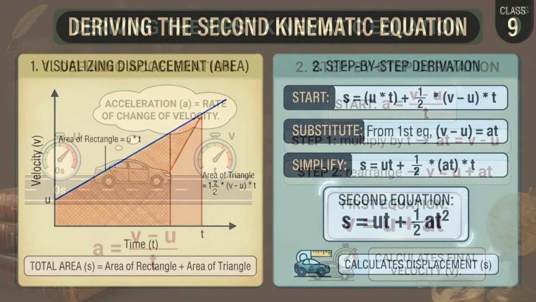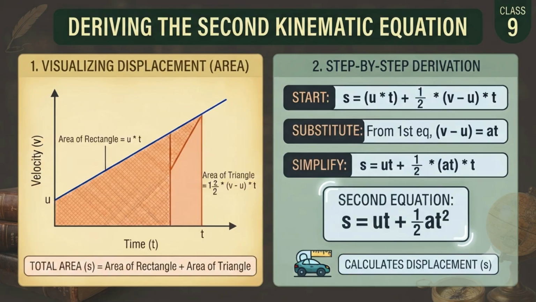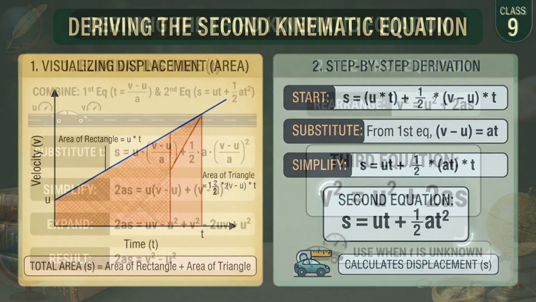Now let's move to the second kinematic equation. Do you remember what we learned from the velocity time graph? The area under the velocity time graph gives the displacement. For an object moving with constant acceleration, the area under the graph consists of a rectangle and a triangle. So, displacement equals area of rectangle plus area of triangle. After substituting the values and simplifying the expression, we get our second equation. s is equal to ut plus half at square. This equation helps us calculate the displacement of an object when the initial velocity, acceleration, and time are known.